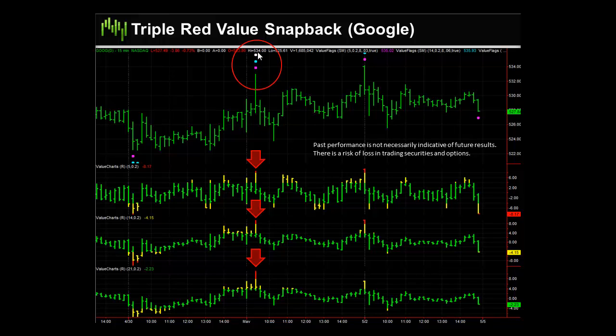I use the value flags to call attention to this and create a very short-lived opportunity shortly after the open on May 1st. Again, we see significantly overvalued in the 5-bar look back, significantly overvalued on the 14-bar look back, and significantly overvalued in the 21-bar look back. So this is the exact same indicator 3 times in a row with different settings.